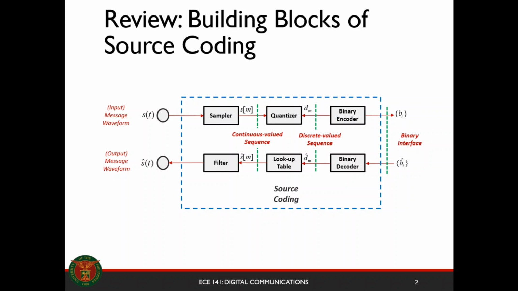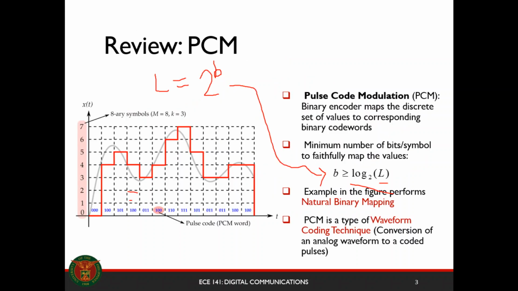So basically, the sampler discretizes with time. The quantizer discretizes with the signal level, let's call it big A. Once we have the level from the quantizer, we encode it or we represent it as bits or a series of bits. And that's your pulse code modulation. Okay? So the pulse code modulation basically maps your discrete set of values into bits.